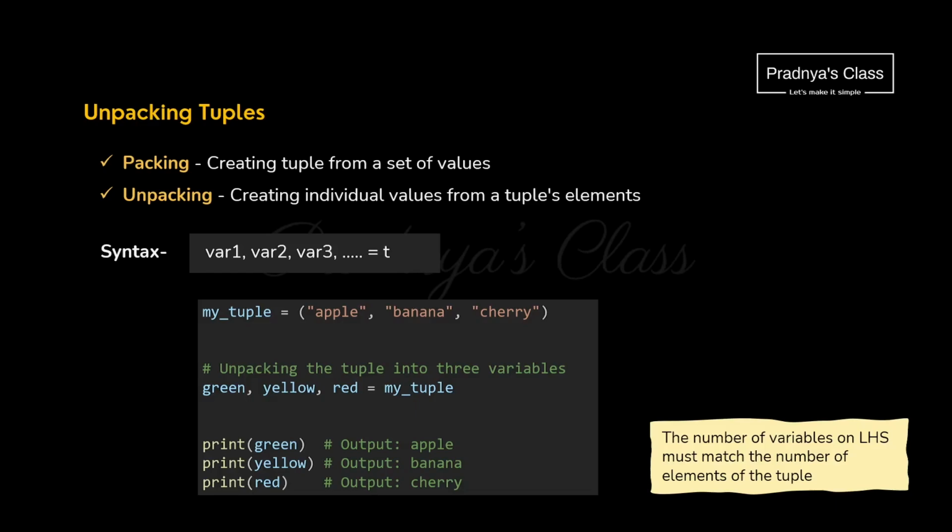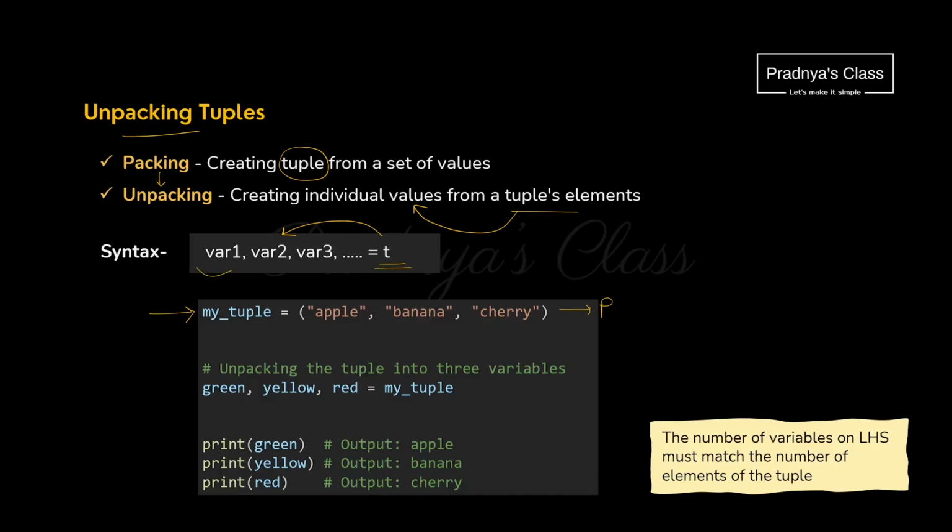This is the unique concept of tuple, that is nothing but unpacking. But before that, what is packing? Packing means you are creating a tuple from different set of values. Look at this statement. This is nothing but packing. We are creating one tuple from different values. Then what is unpacking? It is just reverse of it. From tuple elements, we are creating individual values. Look at the syntax. We are writing the name of the tuple on the right hand side and the individual variables we will be writing on the left hand side.